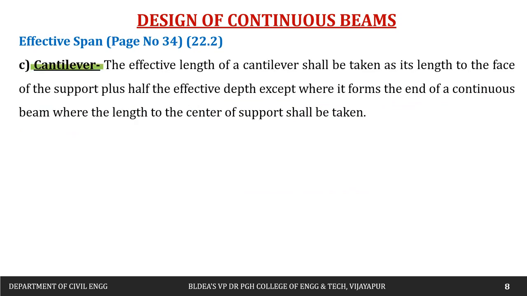Then next is the cantilever beam. The effective length of the cantilever shall be taken as its length to the face of the support plus half the effective depth, except where it forms the end of a continuous beam, where the length to the center of support shall be taken.